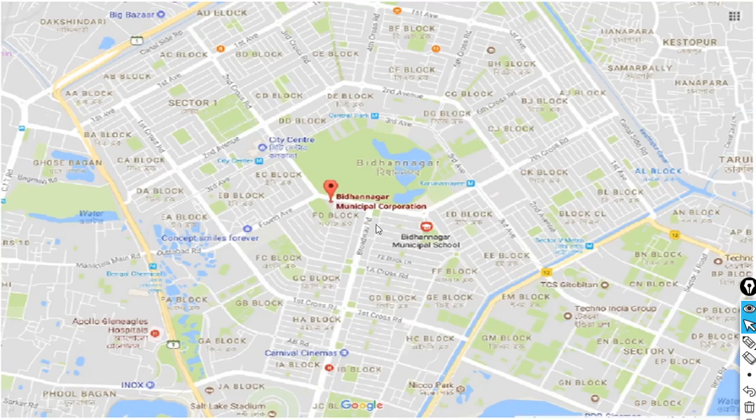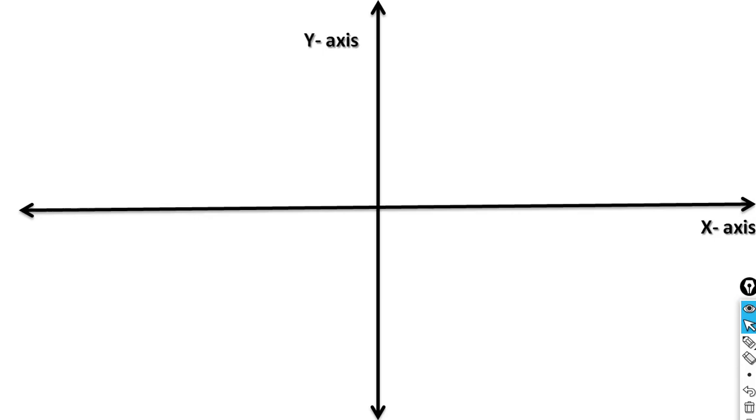Let us discuss the basics of coordinate geometry. For locating a point in a plane, we have to divide the whole plane into four parts. For this we draw a horizontal line and then a vertical line. The horizontal line is known as the x-axis, the vertical line is known as the y-axis. Where they intersect is known as the origin. To the right hand side of the origin, all the values of x are positive. On the left hand side of the origin, all the values are negative.